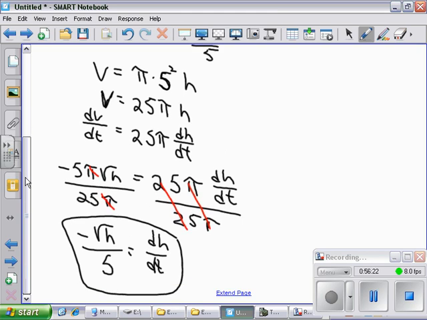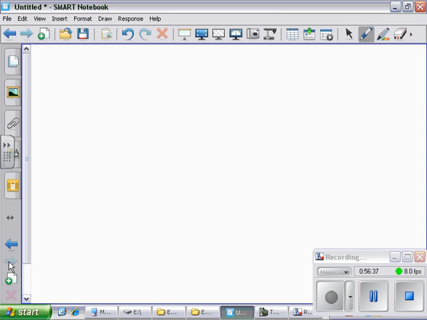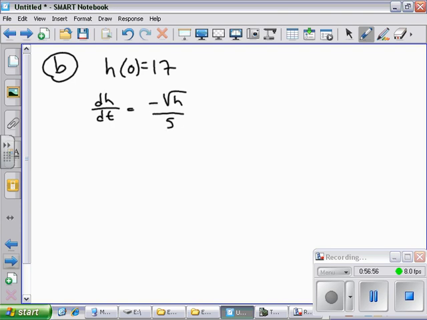But that was a tiny related rates thrown in, and the rest of the problem is going to be differential equations where you're given the derivative and you've got to separate and integrate, which is a more basic type. So in part B, they have to give us a point so we can figure out what C is. They say h is 17 at time t equals 0. So I'm going to write h of 0 equals 17. Solve the differential equation dh/dt equals negative square root of h over 5 for h as a function of t.